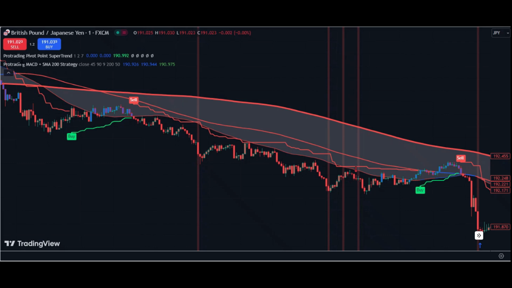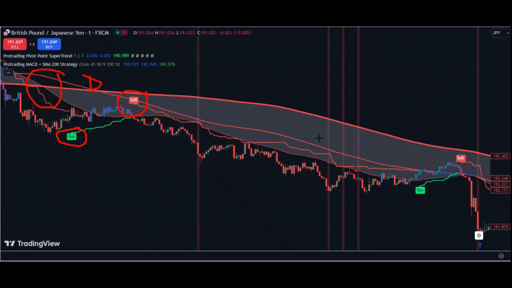The next thing is the Pro Trading Pivot Point Super Trend. You see here, these are super trend lines, but with different settings based on what I've explained to you. You will get a buy signal and a sell signal on the charts. Once you identify the direction of the market, and currently we are in a downtrend, we can only take the signal for a sell trade.